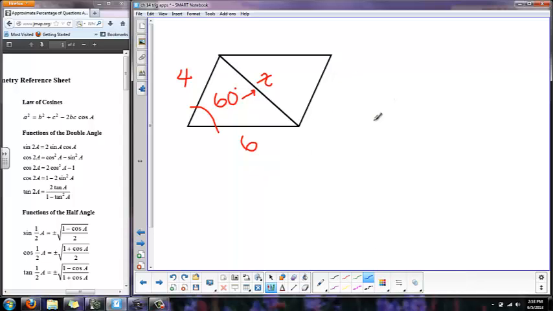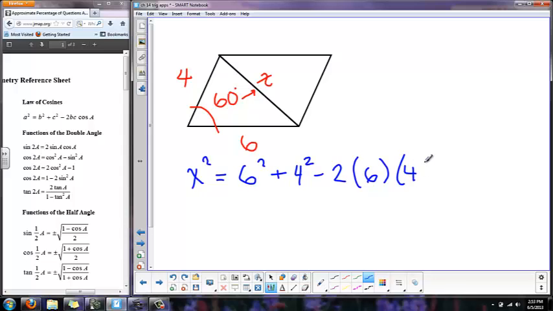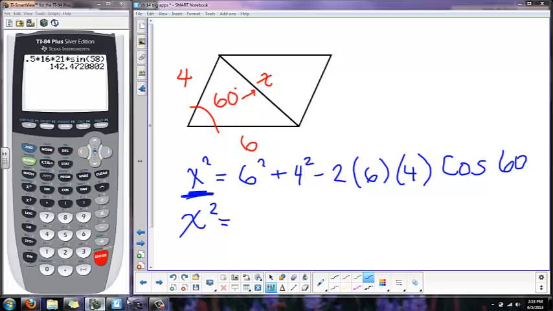Okay, so x squared is equal to, and you don't have to memorize this, 6 squared plus 4 squared minus 2 times 6 times 4, and it's called the law of cosines for a reason, because it's cosine of 60. And I love these kind of questions because we're solving for the x right here, so we can plug all the rest of the information right into our calculator.